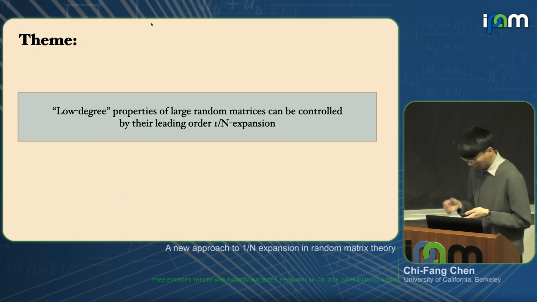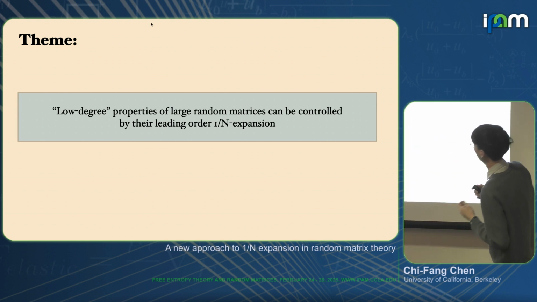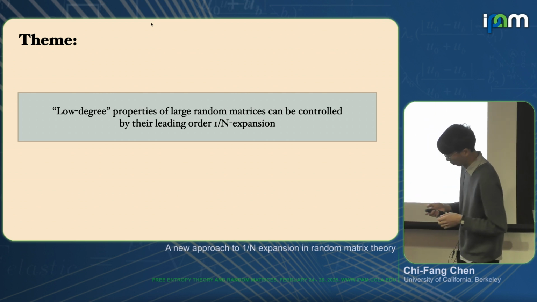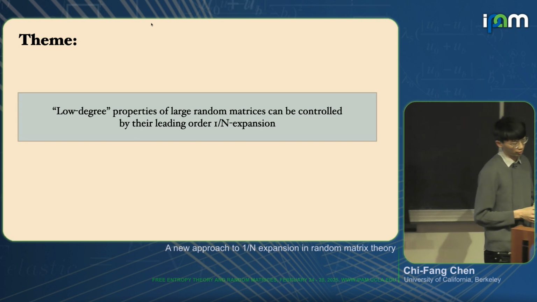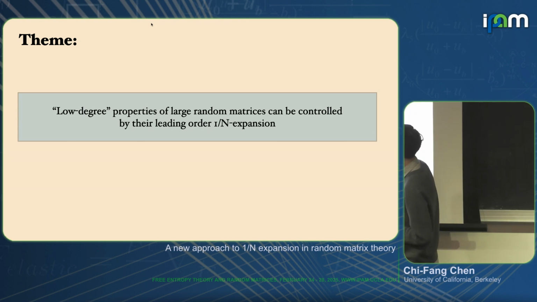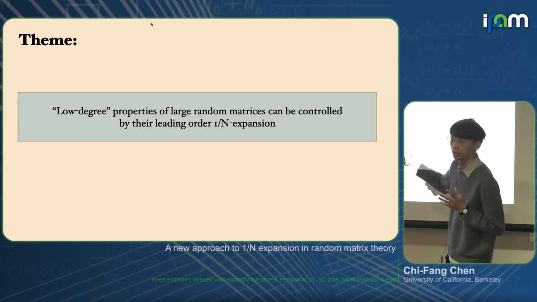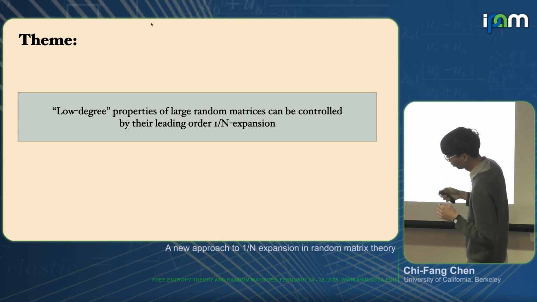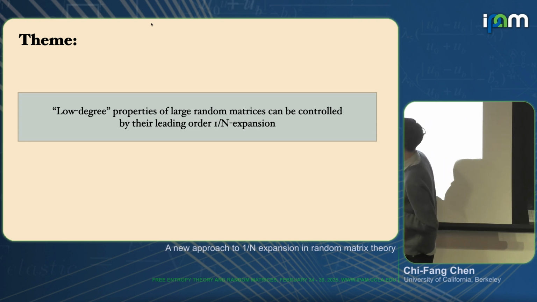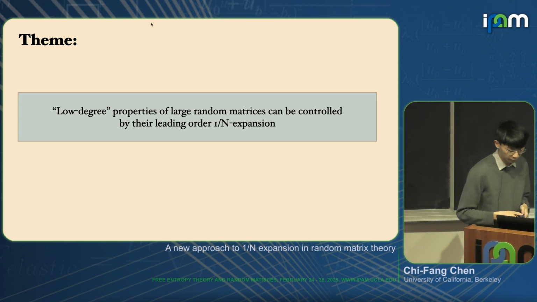Okay, so here's the high-level claim: low-degree properties of large random matrices can be controlled by some leading order 1 over n expansion. Low degree, you should think of as trying to capture what we have just seen on the left side. And this 1 over n expansion, I don't know if people use this term in this community, but this kind of thing is very well used in physics. You say, okay, I want to organize my thing in terms of 1 over n. And there's a heuristic way that you could do that. Okay.